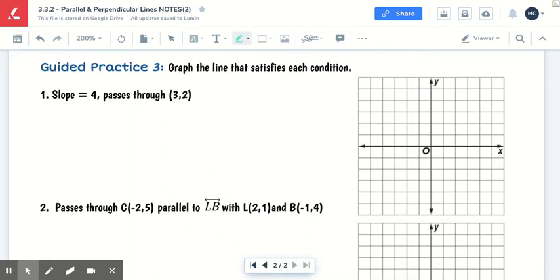Alrighty, so there are some guided practice problems here on the second page. I want you to work on those independently, so you're going to pause the video and try all 3 of the problems, and then come back and see how you did.